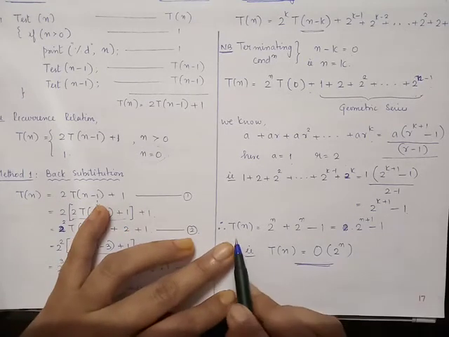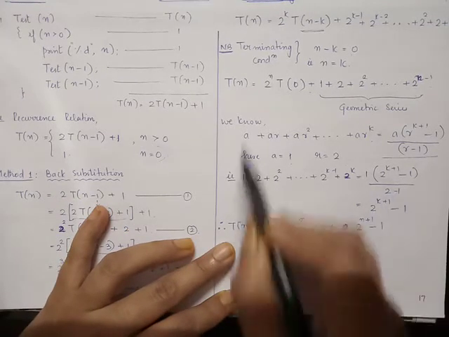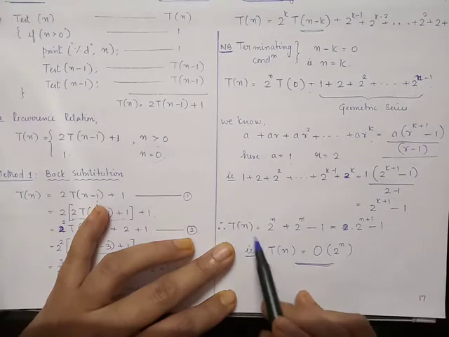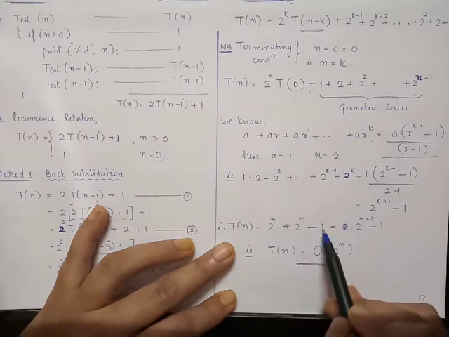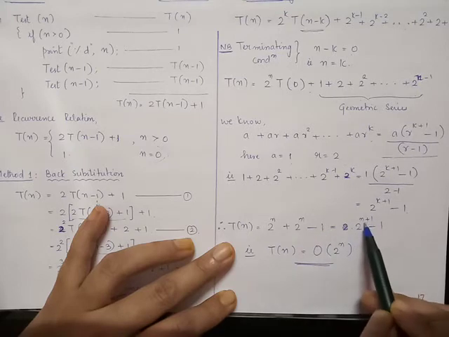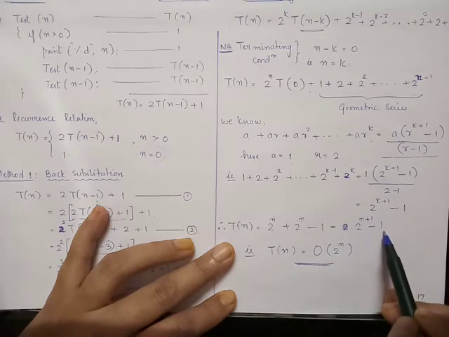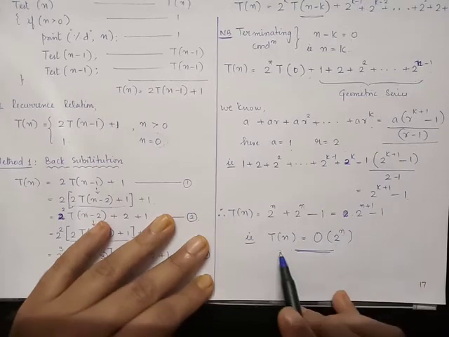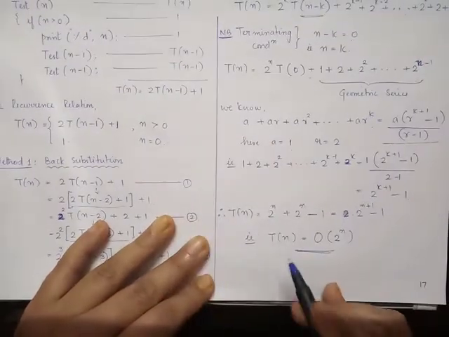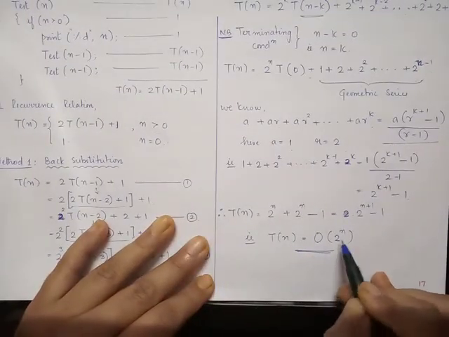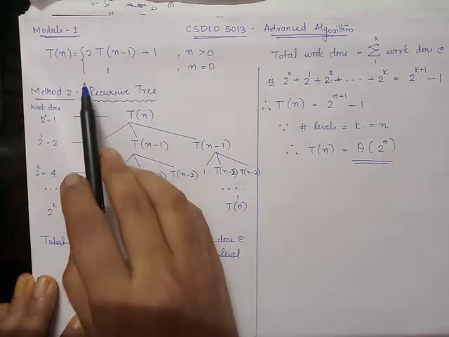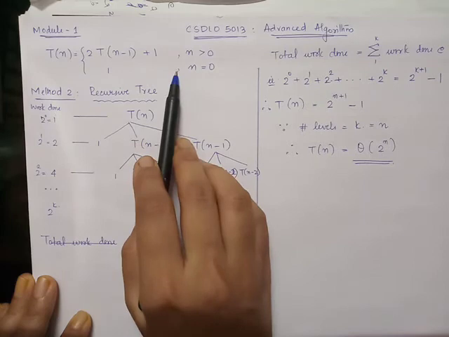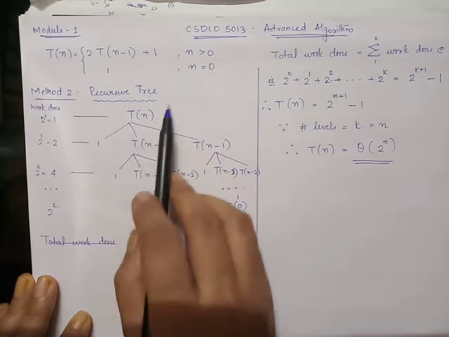Substituting the values in this given equation, we get t of n is equal to 2 raised to n plus 2 raised to n minus 1, that is equal to 2 raised to n plus 1 minus 1. So here, the complexity of this code snippet can be written as big O of 2 raised to n. Now, let us solve the same recurrence relation using the recursive tree.